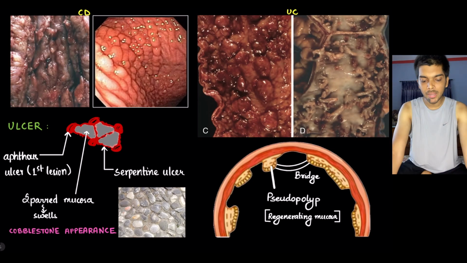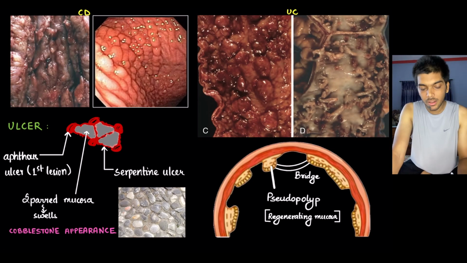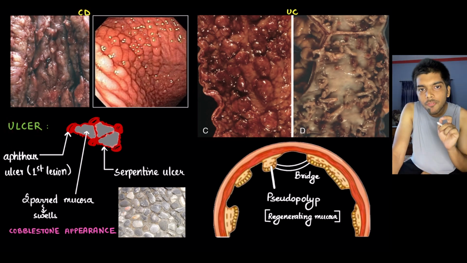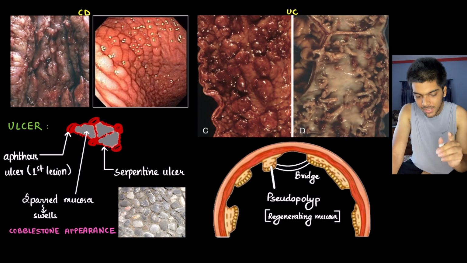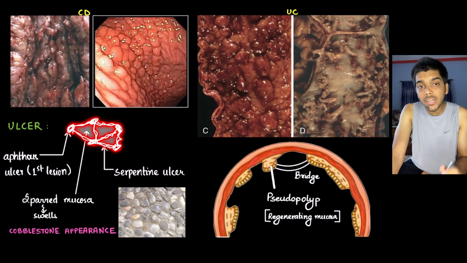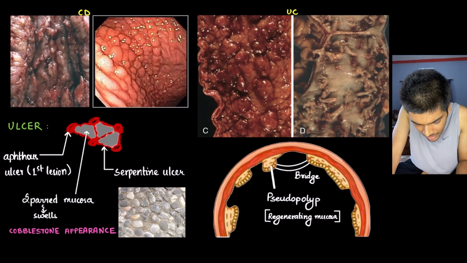Okay, let's move on. Next, differentiating on the basis of ulcer. First, Crohn's disease. The very first lesion in Crohn's disease is the aphthous ulcer. These aphthous ulcers grow and spread and connect with one another in a snake-like pattern, which is now called serpentine ulcer. So these snake-like pattern forming ulcers are called serpentine ulcers. In between these serpentine ulcers, there is mucosa that is not involved.